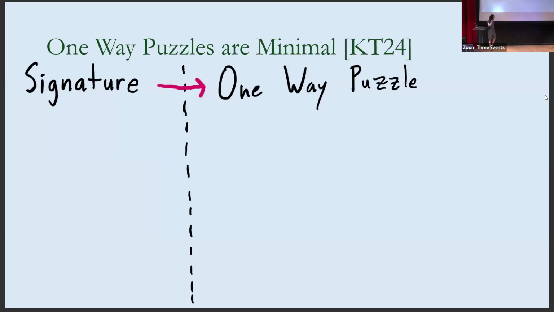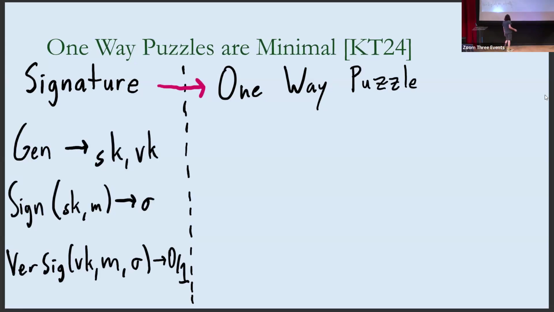Okay, so before I get into how we go about doing this, I'm going to go quickly through how you actually build one-way puzzles from QC primitives, with the example of building one-way puzzles from QC signatures. So a signature scheme is a triple of algorithms, Gen, Sign, and Ver. Gen outputs a signing key, verification key pair. Sign takes in a message and a signing key and outputs a signature sigma. And Ver verifies whether the signature is actually a valid signature.